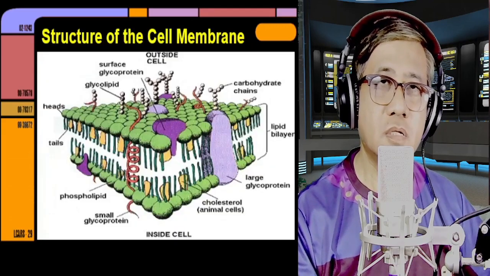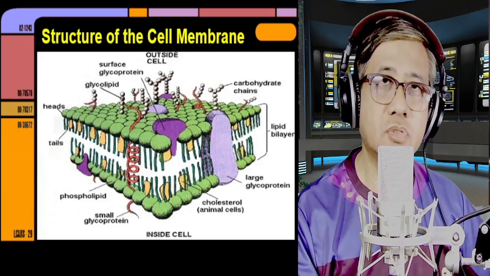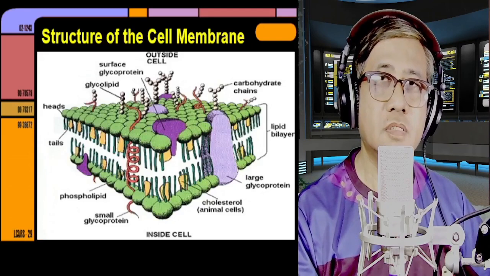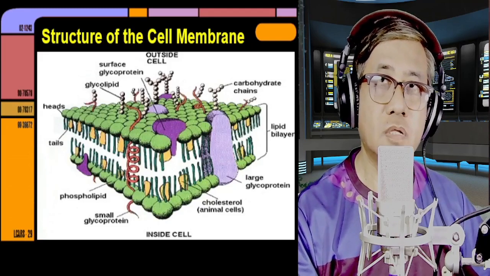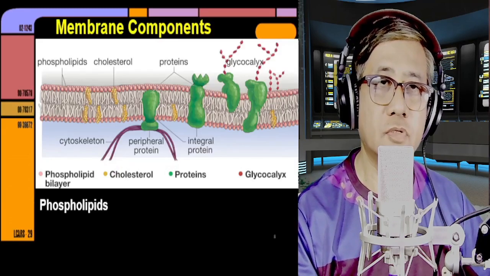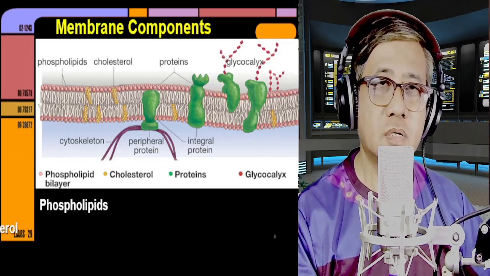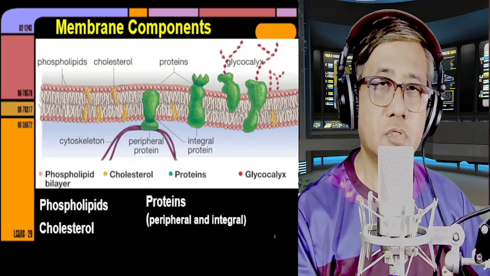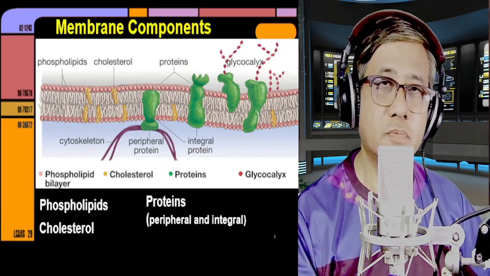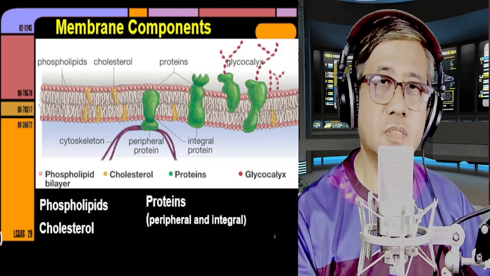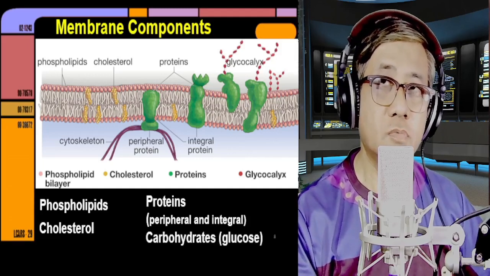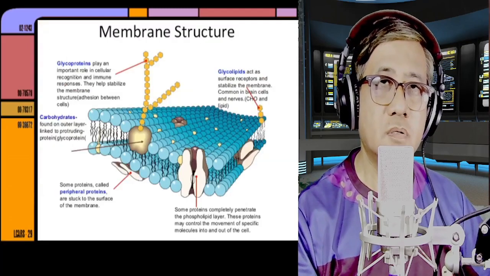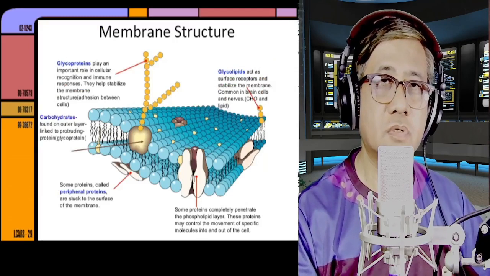Alright, so here is an illustration showing the structure of the cell membrane or the plasma membrane. You will notice that the cell membrane is made up mostly of the following molecules. So we have phospholipids. Also there are cholesterol molecules embedded in the cell membrane. Then we have proteins, either integral proteins or peripheral proteins. And we also have carbohydrates, which play an important role in cell recognition.